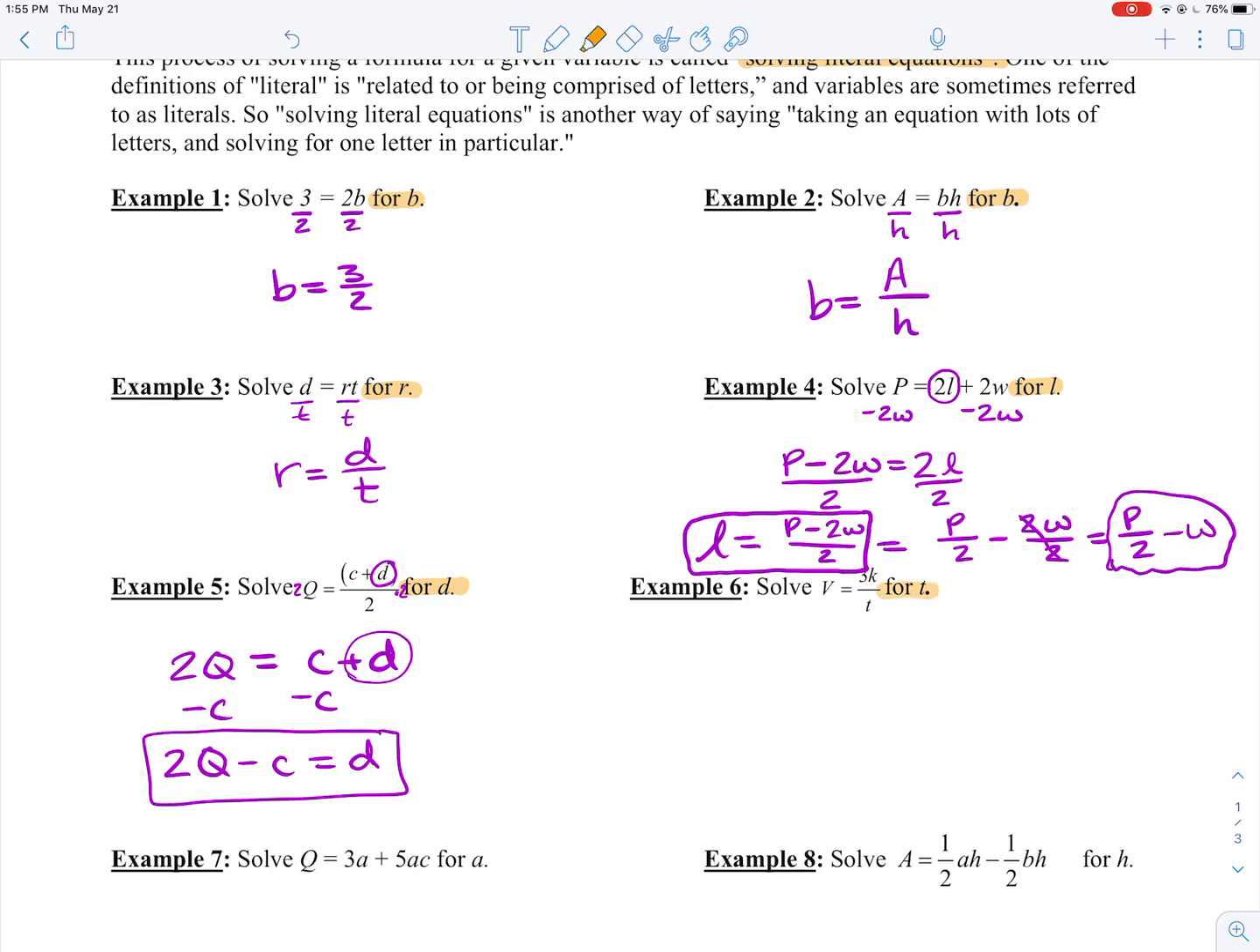In example 6, we're trying to solve for T. T is in the denominator this time. And so the first thing that I would actually do is multiply by T. Now that seems kind of silly because we're trying to solve for it, but I need to get it out of the denominator first. So I'm going to have VT equals 3K. Now that it's out of the denominator, I can divide both sides by my V, and T will be isolated.